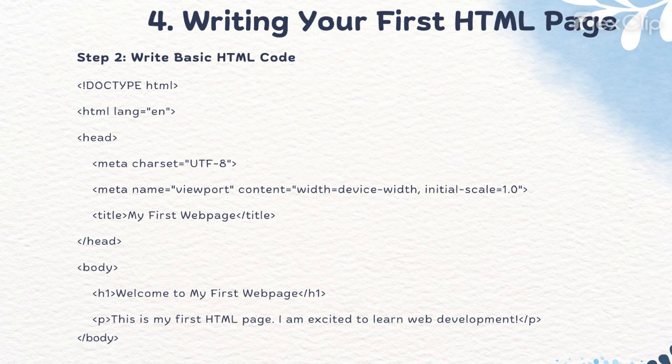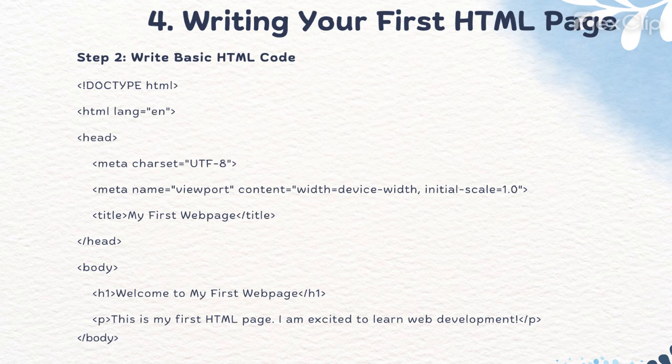Then start the body. In the body section goes everything shown on the web page. In the body section, heading 1. H1 means heading 1. Heading styles are H1 to H6. Now H1 is the starting tag, then any heading, like welcome to my web page. Then the closing tag is with a slash, slash h1.